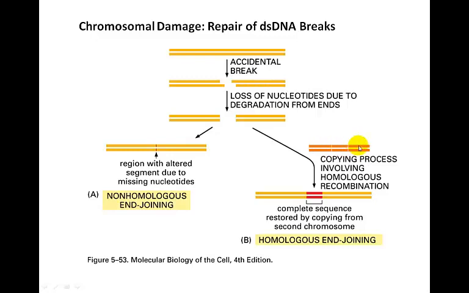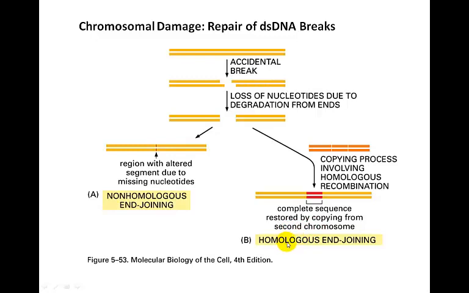sister chromatid, for instance, during meiosis or mitosis, we can use the sequence from the other chromosome to fill in our gaps. So that's called a copying process involved with homologous recombination. So if we have a homologous chromosome around, or even a sister chromatid around, where we have DNA sequences on the other chromosome that we can use, we can base pair this fragment, we will have this gap, and we can fill that in. So we'll end up with a complete sequence restored by copying from a second chromosome.